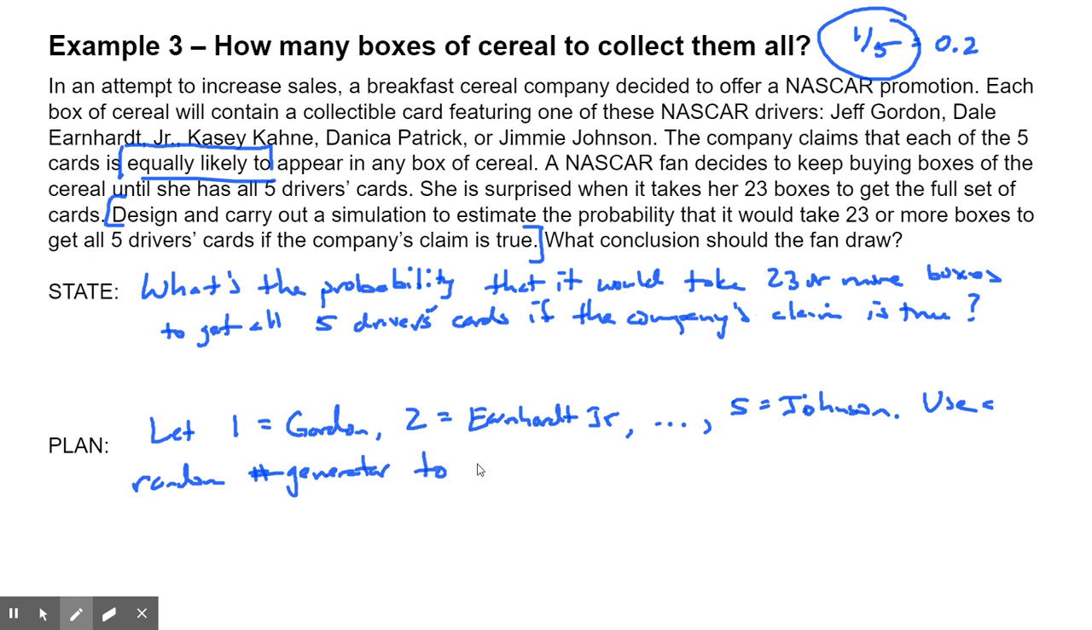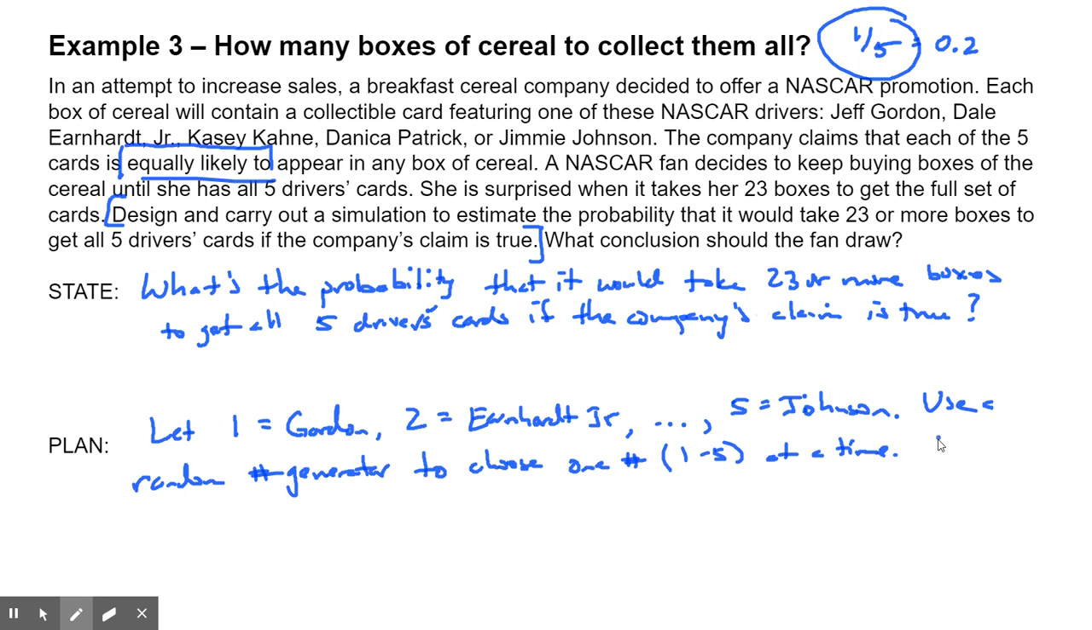And we're going to choose one number, and that has to be from 1 to 5 at a time. So this is just like if I were to get a cereal box, I pull out the card, I see who it is, right? Okay. So our goal is to get all 5 drivers' cards.